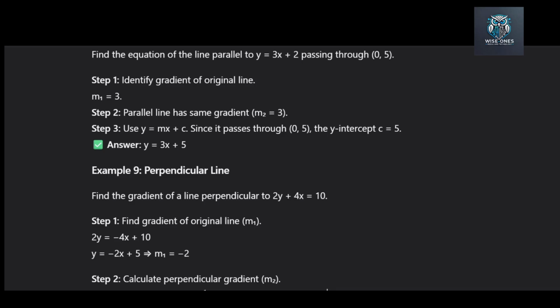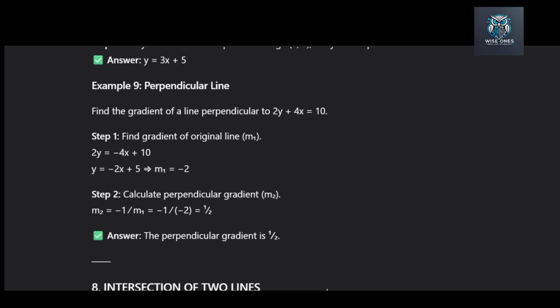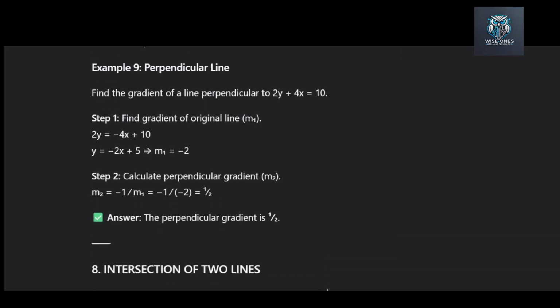Now let us look at example 9, perpendicular line. Find the gradient of a line perpendicular to 2y plus 4x equals 10. Step 1. Find the gradient of the original line, m1. First, rearrange to y equals mx plus c. Subtract 4x from both sides. 2y equals negative 4x plus 10. Divide by 2. y equals negative 2x plus 5. So m1 equals negative 2.